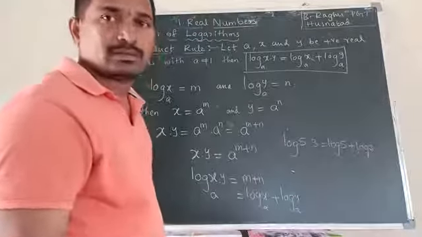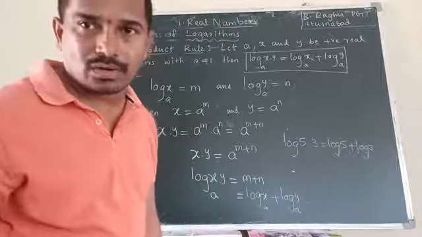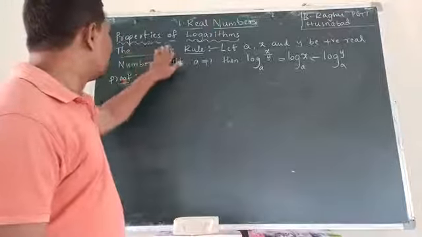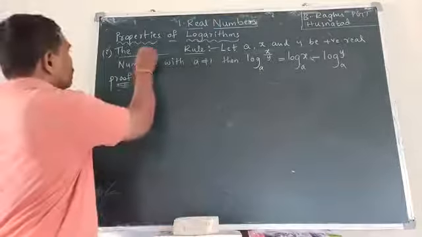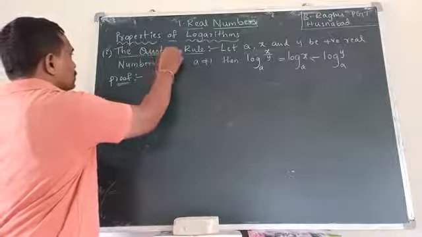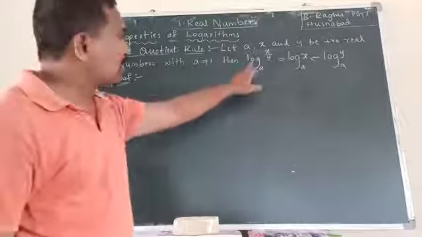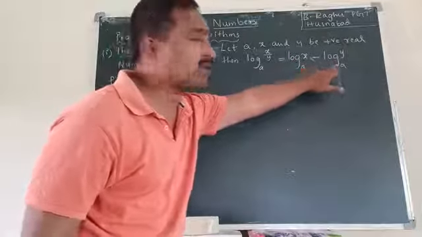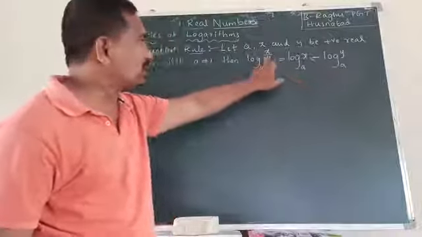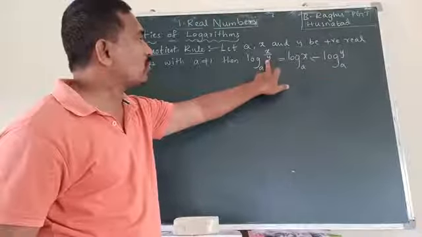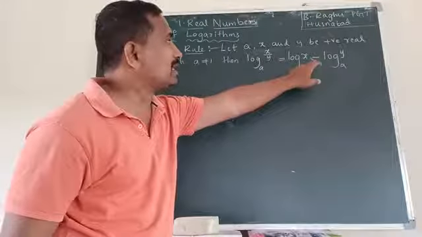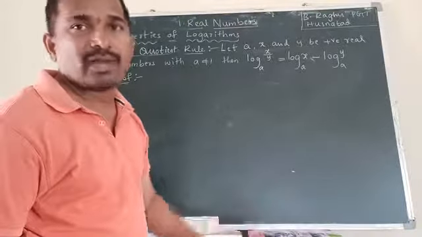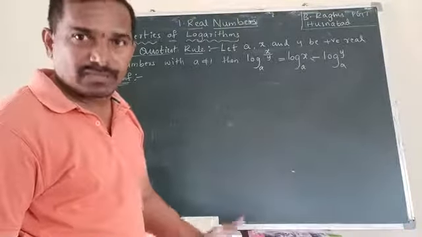Okay, now let us see another one, the quotient rule. This is not the product rule, this is the quotient rule. The quotient rule is log x by y base a equals log x base a minus log y base a. So the log of a quotient x by y is the difference of the logarithms. Product is the sum of the logarithms.